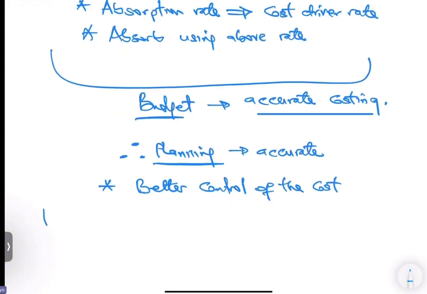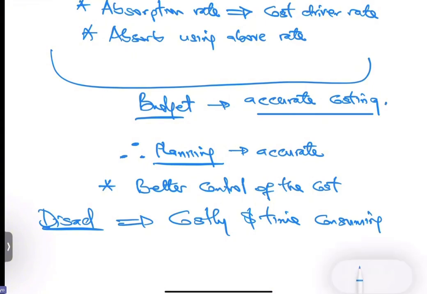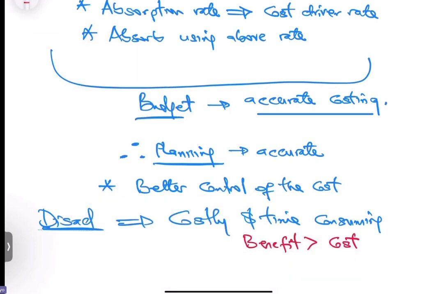But likewise, it's not like it's the best. It has its disadvantages as well, very similar to ABC. It's just about the fact that it's costly and time consuming. So just like ABC, it is not an approach that you just want to use because you feel like using it. You only use it when you're sure that it's going to be value adding, which means you only use it when you're sure that the benefit is more than the cost. So you can't just use it. You only use it when the benefit is more than the cost.